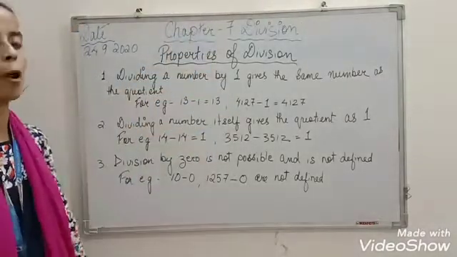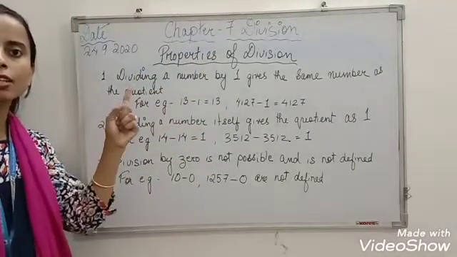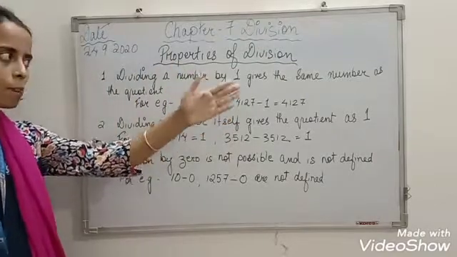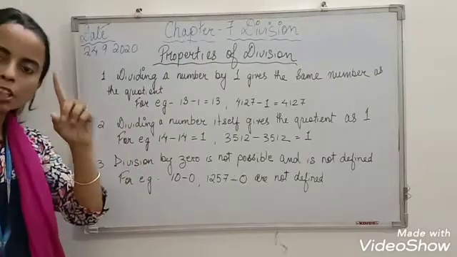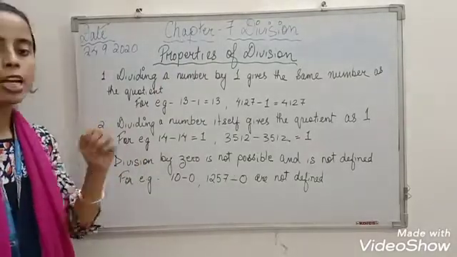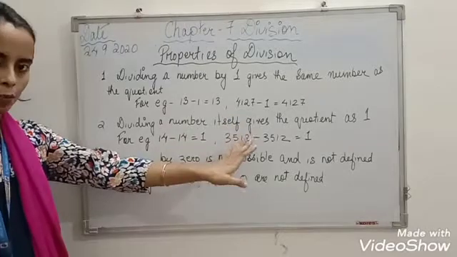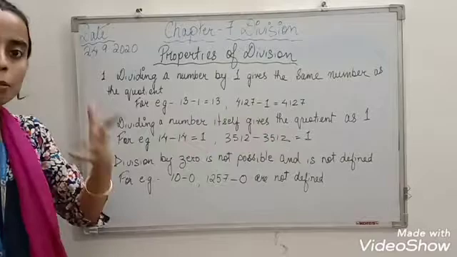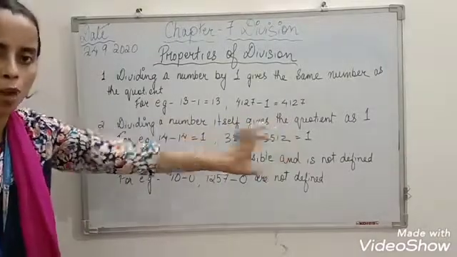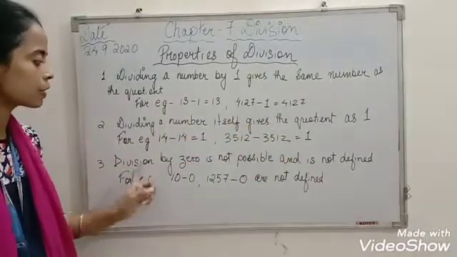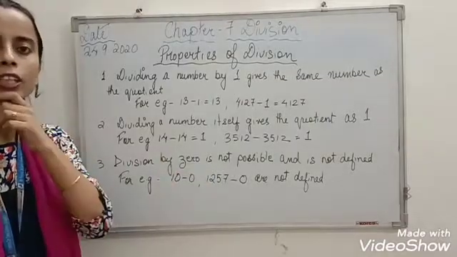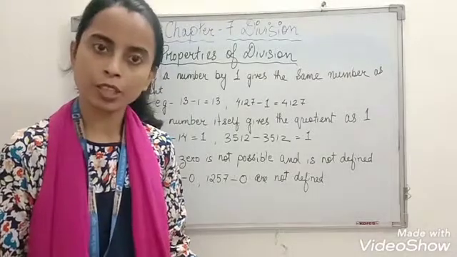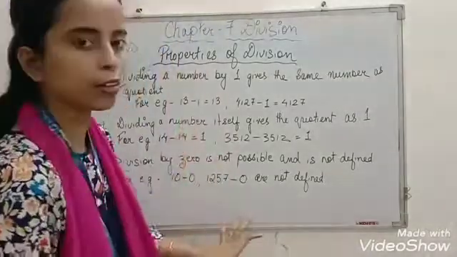So these are the 3 properties of division. What is number 1? Dividing a number by 1 gives the same number as the quotient. That is property number 1. Second one, dividing a number by itself gives the quotient as 1. That means when you divide a number by itself, you will get the quotient as 1. Third one, division by 0 is not possible and is not defined. You cannot divide a number by 0. Clear, children? I hope the properties are clear.